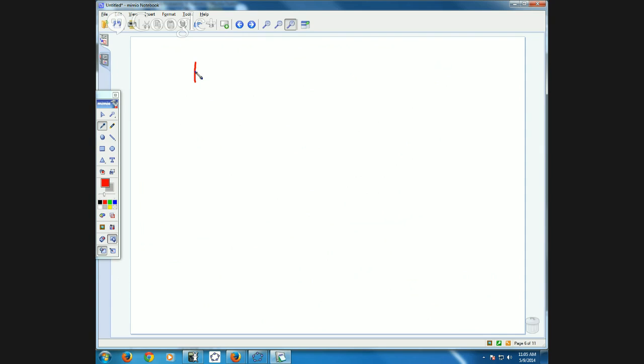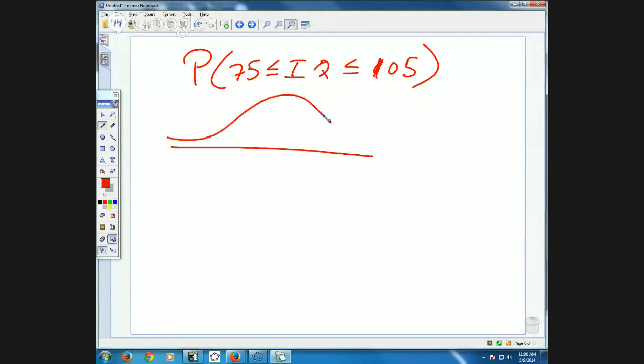Let's suppose I want to know what is the probability that a particular IQ score is between 75 and 105. So first, draw a picture of what that looks like. Draw the normal distribution. Here's my normal distribution. I've got my other one as a reference. Mean is 100. So 1 standard deviation, 2 standard deviations. What was 2 standard deviations below again? It was 70. So I'm a little higher than that. So 75 is maybe right here.